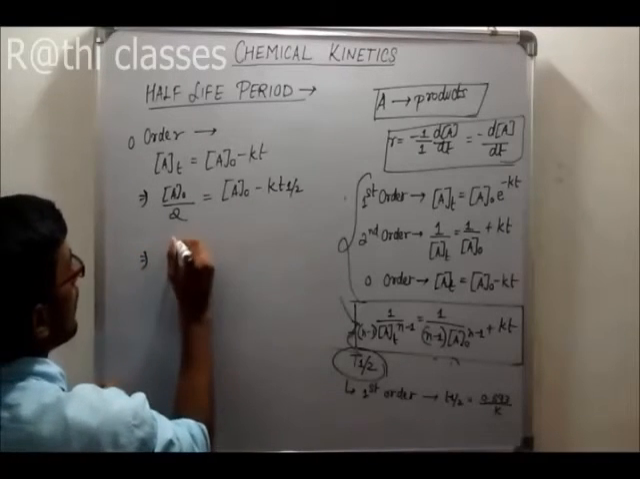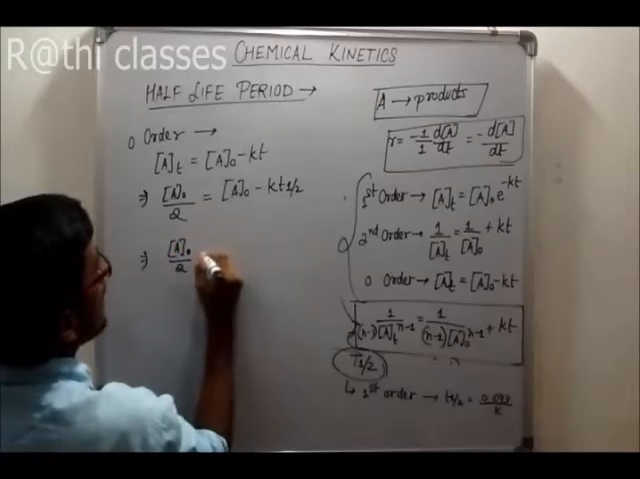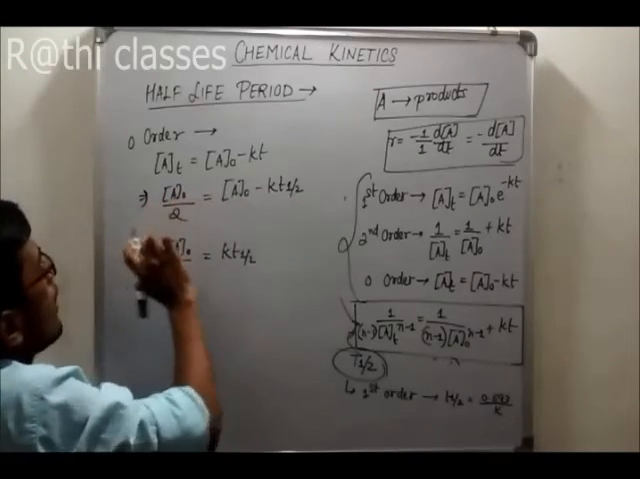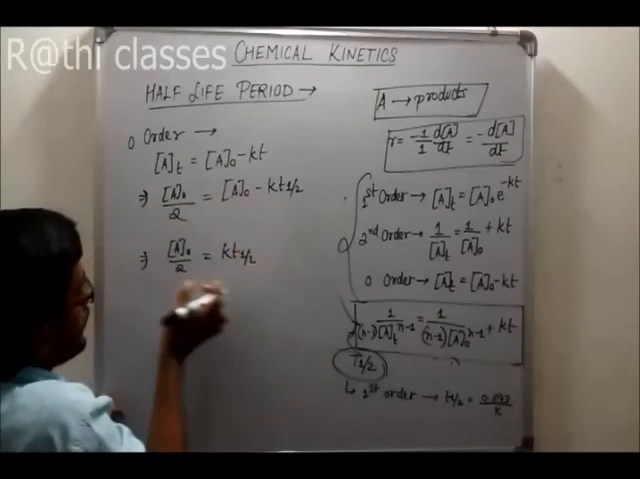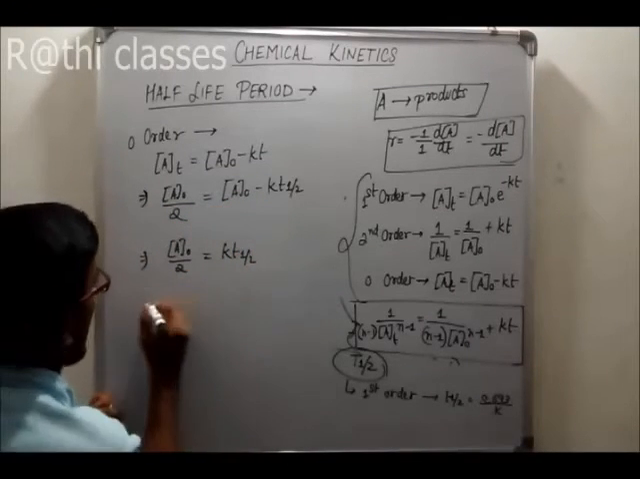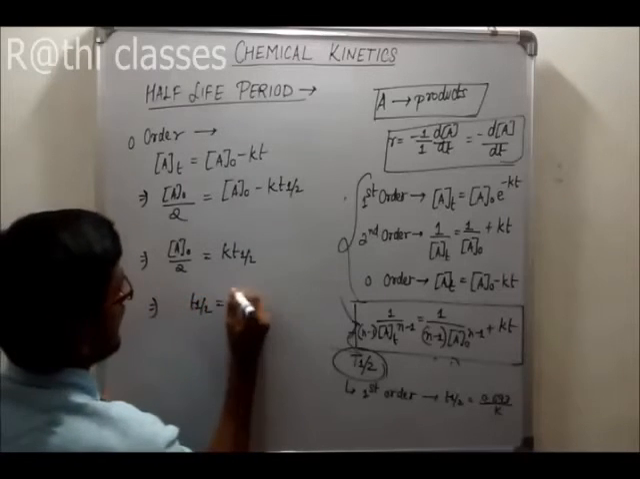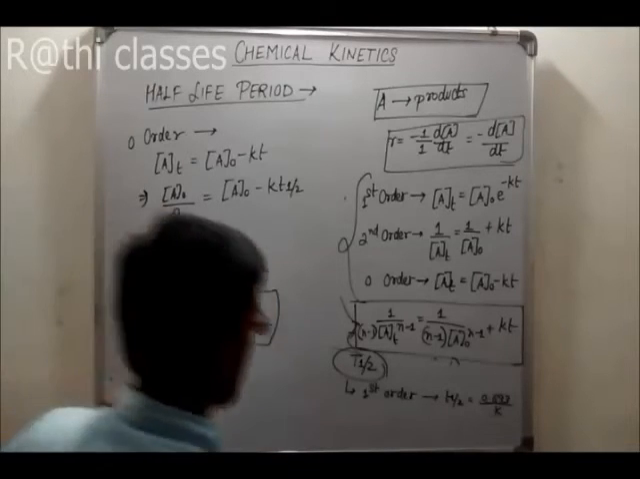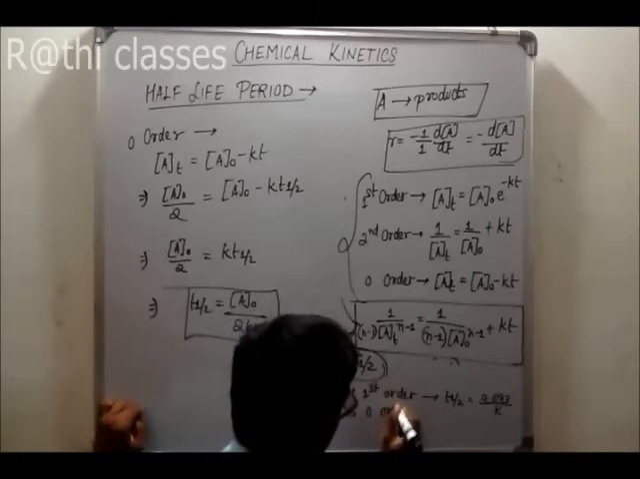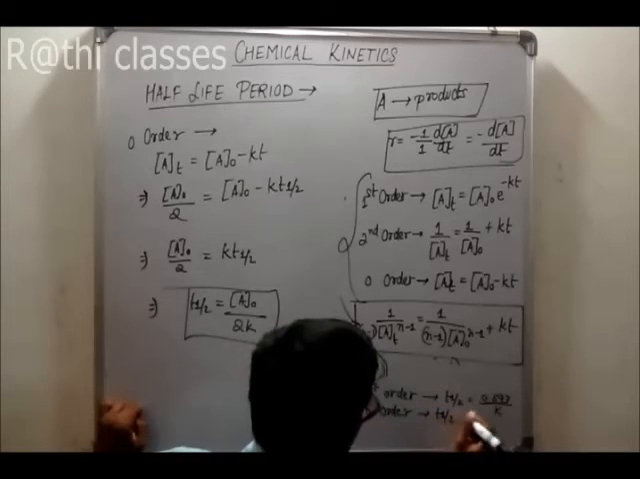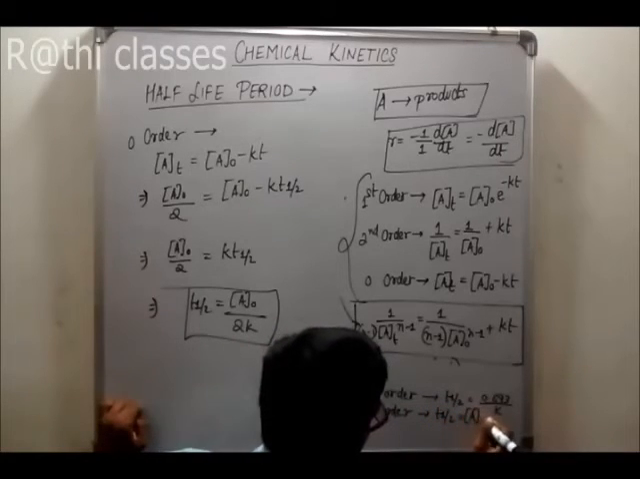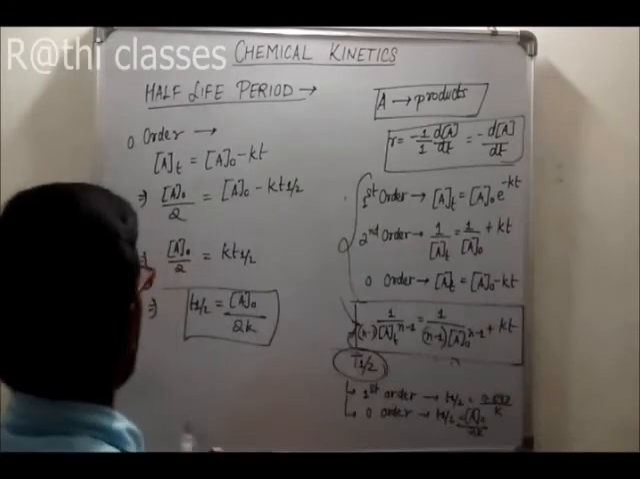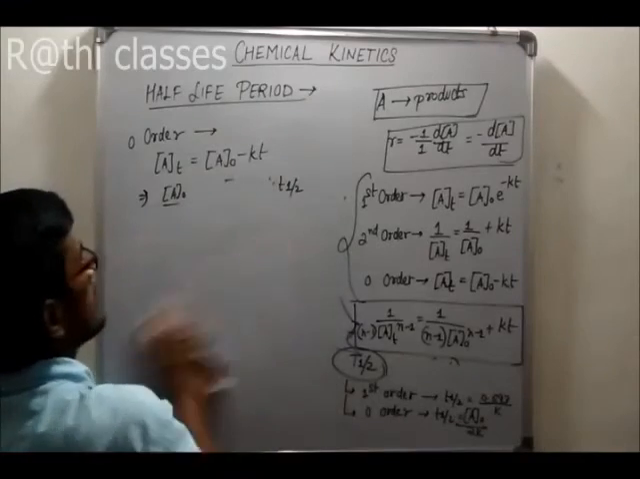Or I can write it as A naught by 2 is equal to KT half. Bringing this term here, it will be positive, and A naught minus A naught by 2 will be A naught by 2. So A naught by 2 is equal to KT half, or I can write T half as A naught upon 2K. So I got the value of T half for zero order also, which is T half is equal to A naught by 2K, right? Similarly, we proceed for the second order reaction.